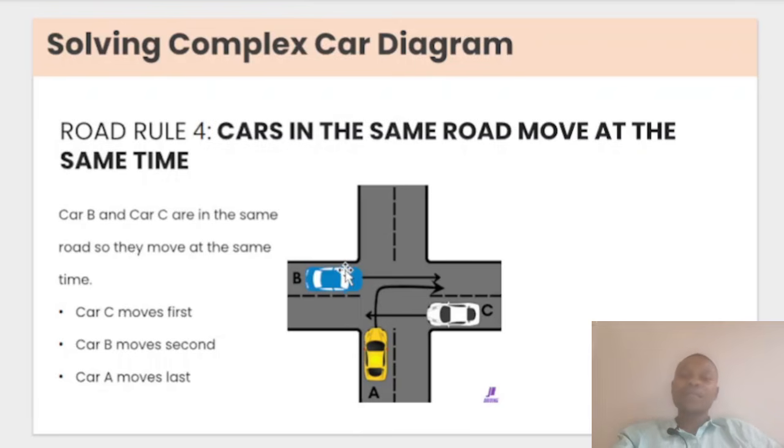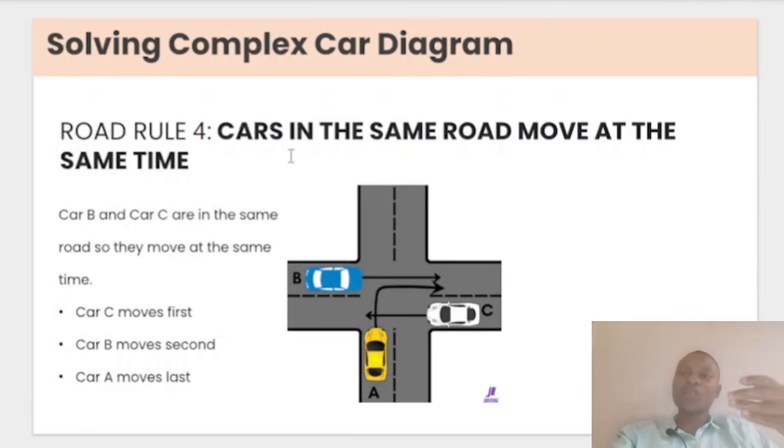So let's look at it by using road rule 1. The road rule 1, we said give the right of way to traffic from your right. We can see that car B will give the right of way to car A, and car A will give the right of way to car C. Okay, so car C has the right of way because it has no car approaching from its right. There is no car here approaching from the right of car C. So car C has the right of way. Okay, so car C will move.